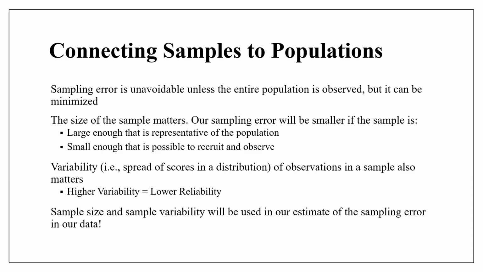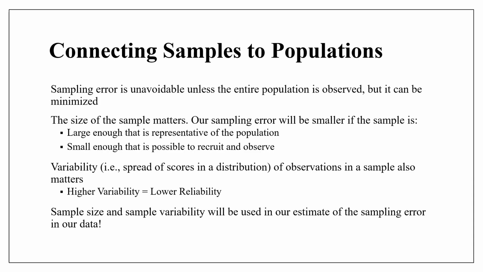Another thing that is going to be important is variability, which is the spread of scores in a distribution. And this is something we're going to learn about in more detail later on. But one of the things that you need to know right now is that the more variability there is in the observations that we're making among people, the lower reliability we're likely to have. And sample size and sample variability are both going to be very important when we are calculating the sampling error in our data set.